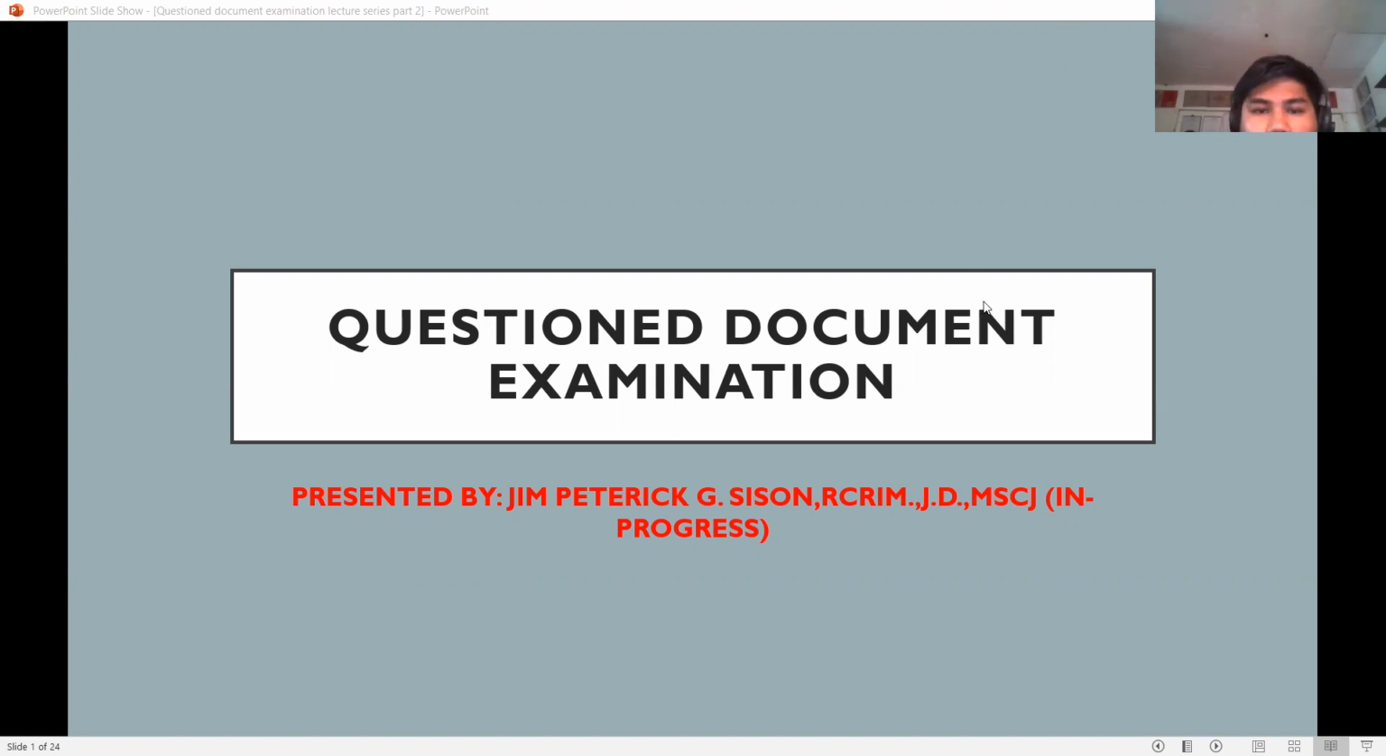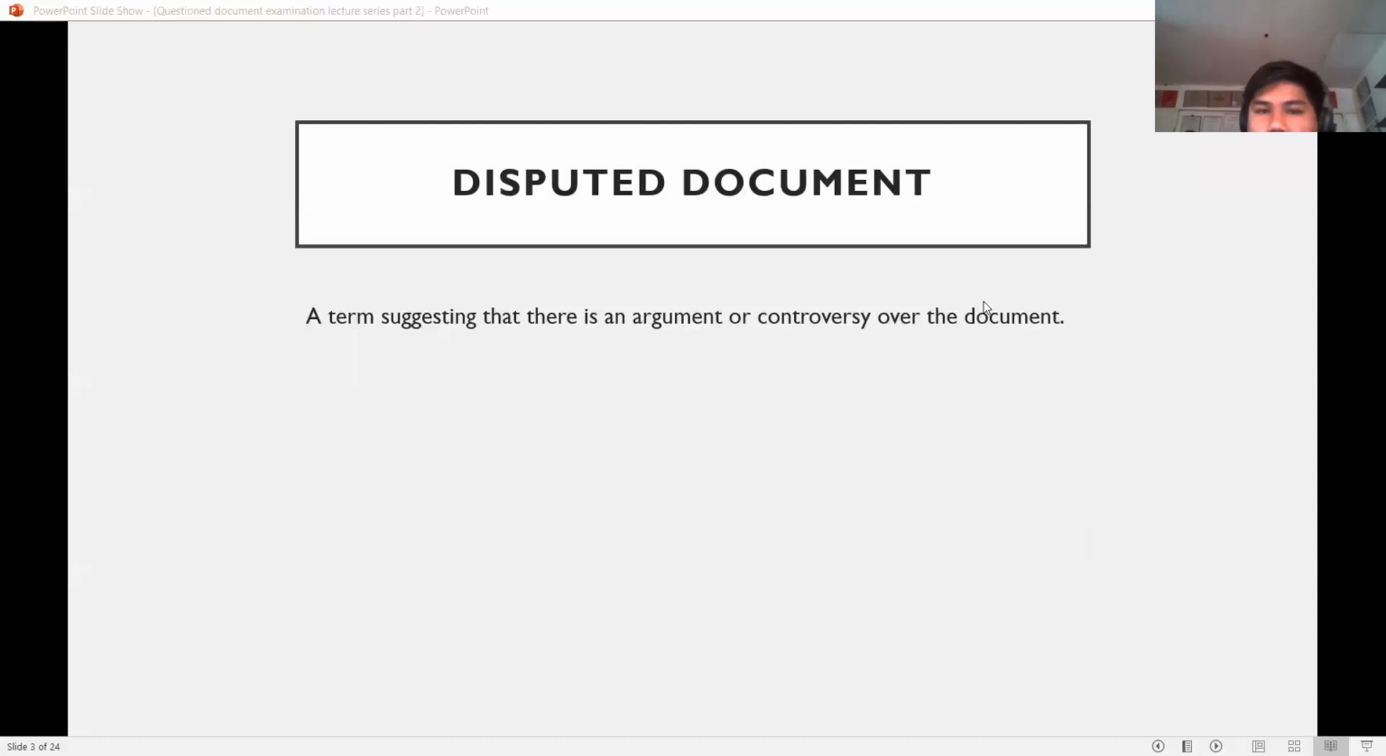Now let's go to the definition of terms. Number 1, what is a disputed document? A disputed document is a term suggesting that there is an argument or controversy over a document, a certain or particular document. Therefore, it is a condition in which two or more persons argue with each other regarding a certain document.